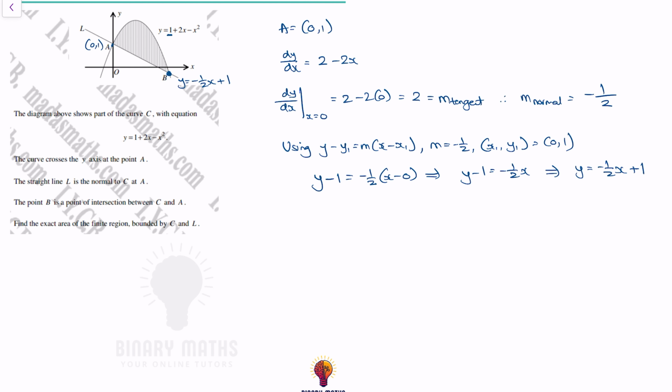Now I need to find B, because if I find the coordinates of B, I'll know what to integrate between, what the upper and lower limits are. We already know the lower limit is 0. What would the upper limit be? So I need to solve these two simultaneously. y equals 1 plus 2x minus x squared, which is the equation of the curve, and the equation of line L is minus a half x plus 1. Because they both have y as the subject, I can equate them: 1 plus 2x minus x squared equals minus a half x plus 1.